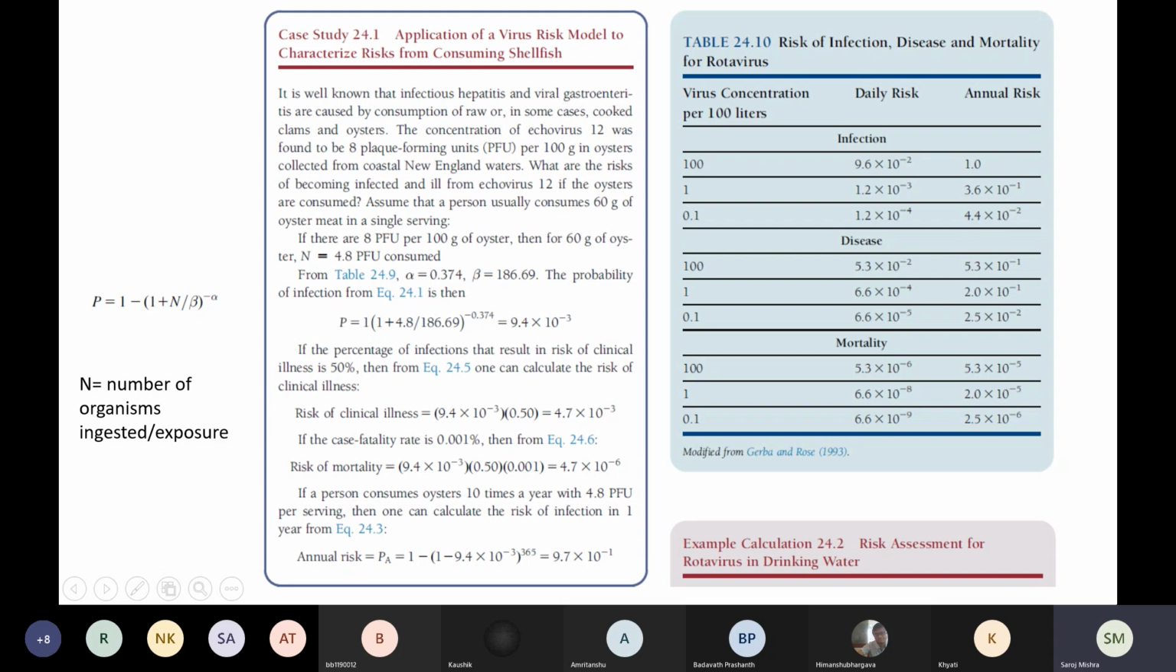Okay, so in this study, the concentration of the echovirus 12 was found to be about... this is a typical virus, echovirus 12, which resides within the oysters.